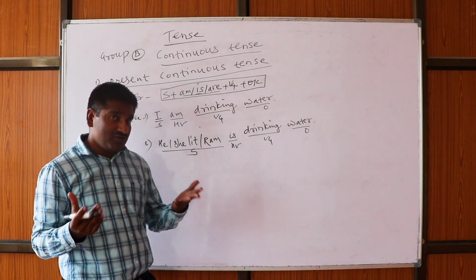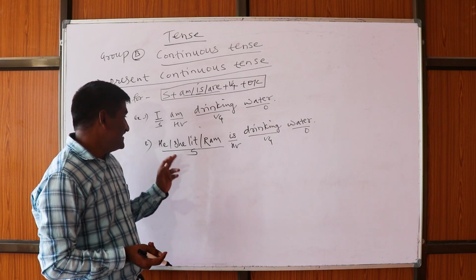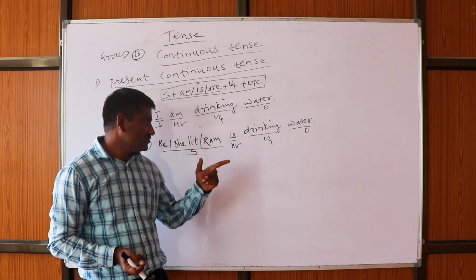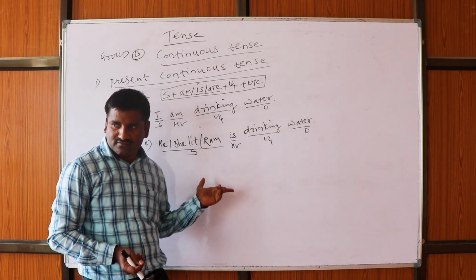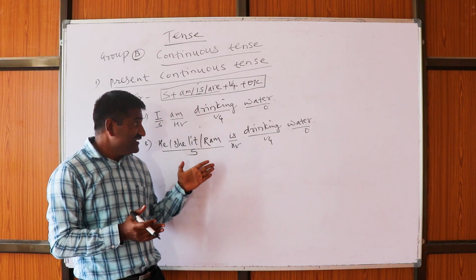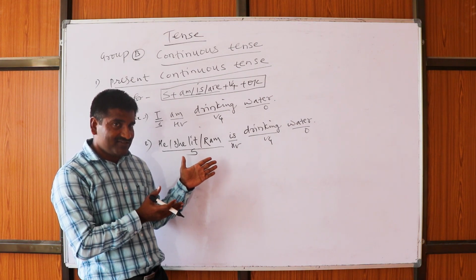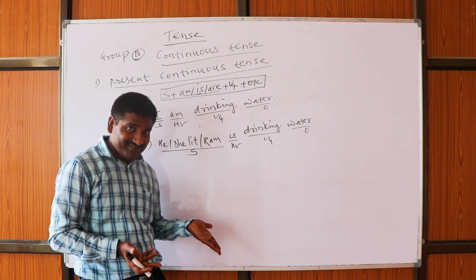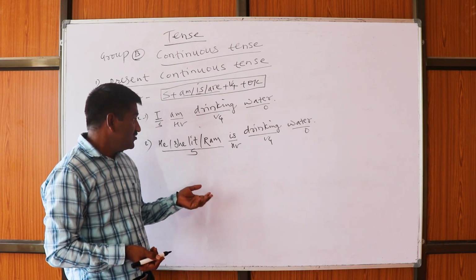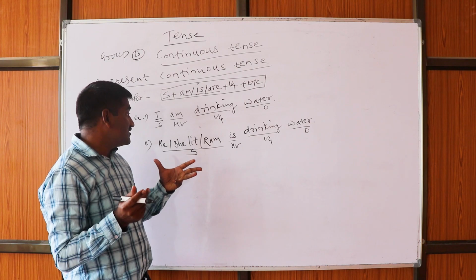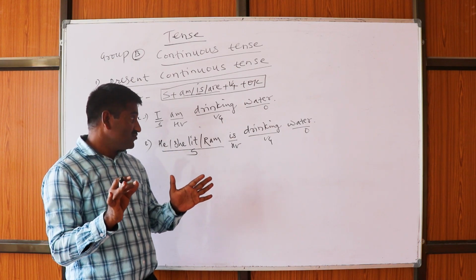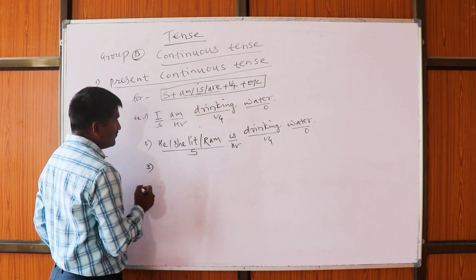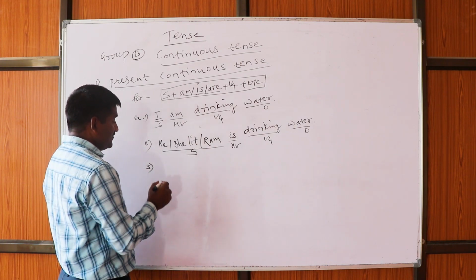While reading, how are we going to read it? You know, he is drinking water, she is drinking water, it is drinking water, Ram is drinking water. So this is the way of reading. That will save you time as well as it helps you to understand. Okay, so we have third person singular which takes helping verb is.